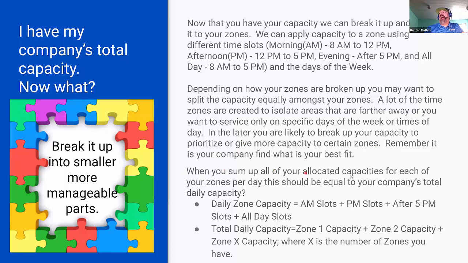When we sum up all of our allocated capacities for each of your zones per day, this should be your company's total daily capacity. So going back to what we calculated to figure out how much capacity we have based on the technicians that are working each day. When we break it up into these smaller chunks and apply those to the zones, the goal is to have the daily zone capacity, which is the AM slots plus the PM slots plus the after 5 p.m. slots and the all day slots, still meet the total daily capacity when I add up zone 1, zone 2 through zone X, where X is the number of zones that we have.